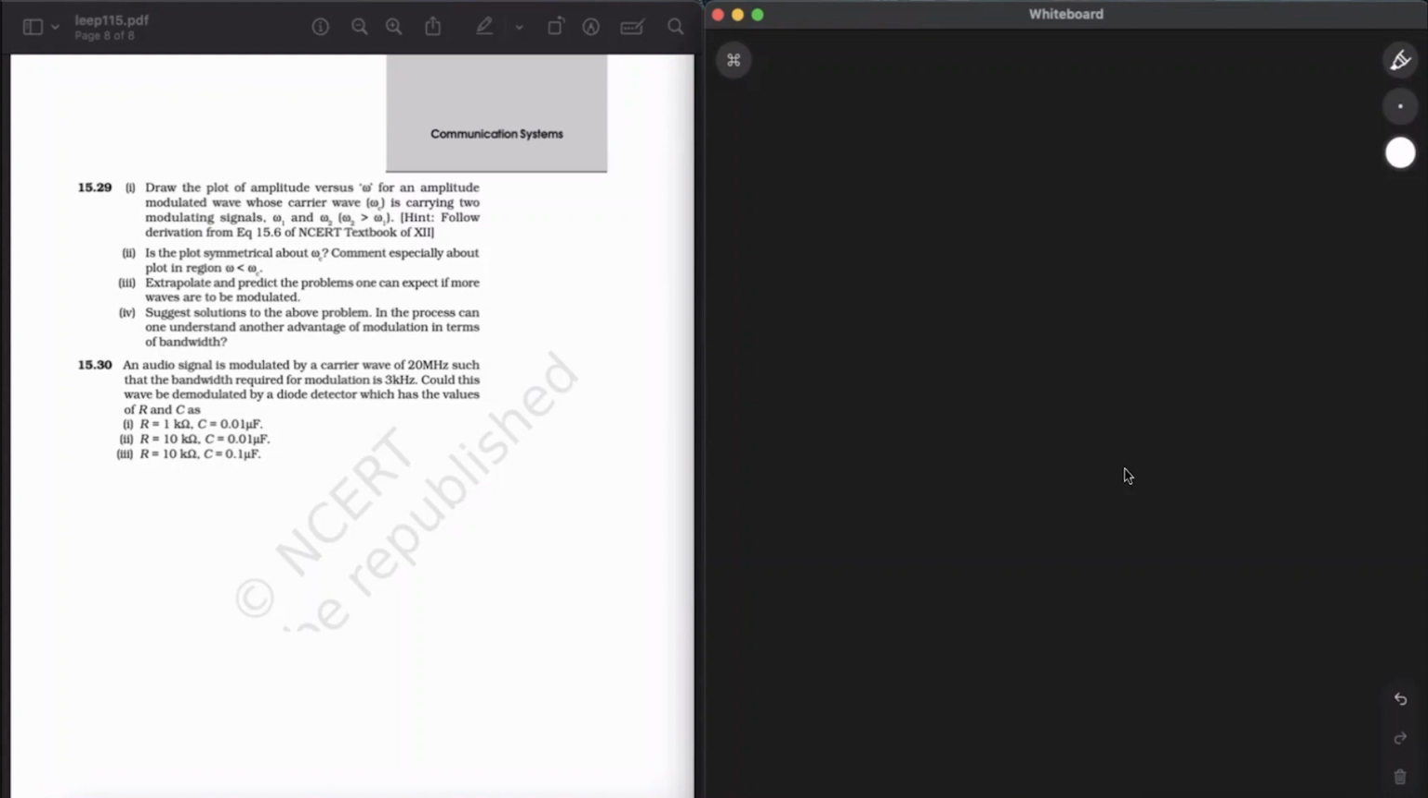Now suggest solutions to the above problem. Can one understand another advantage of modulating in terms of bandwidth? So increasing bandwidth around WC to accommodate more signals, that will be helpful. Now this shows that large carrier frequencies are able to carry more info, more WM, which will in turn increase the bandwidth. So if you increase the bandwidth, then you will be able to transport more signals.